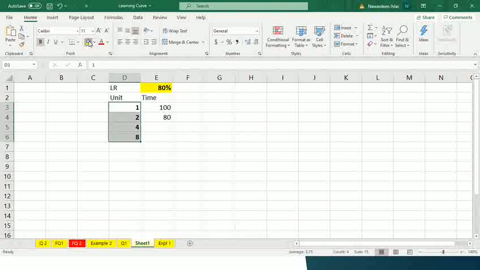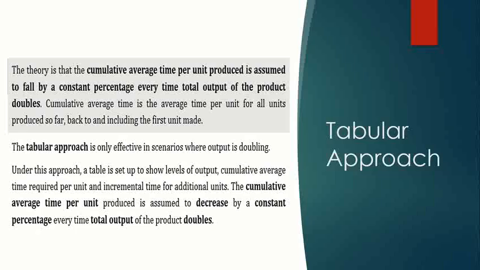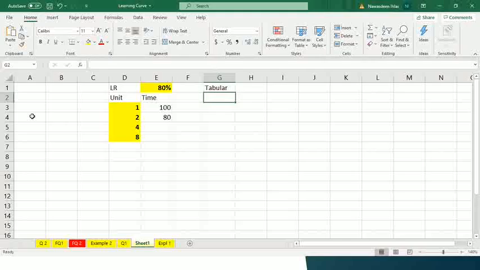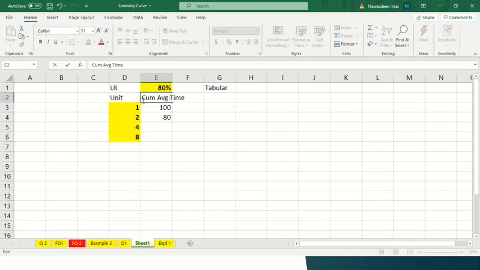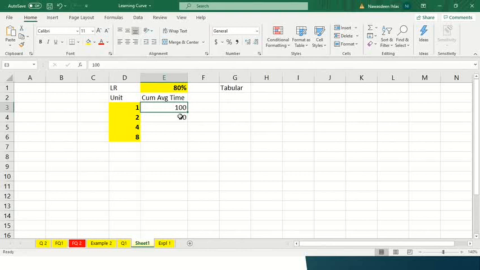Our first method, tabular approach, we can apply. So here what tabular approach says: cumulative average time per unit produced is assumed to be followed by a constant percentage every time when our output is getting doubled. So in tabular approach, when our output is getting doubled, our cumulative average time will be followed by a constant percentage.